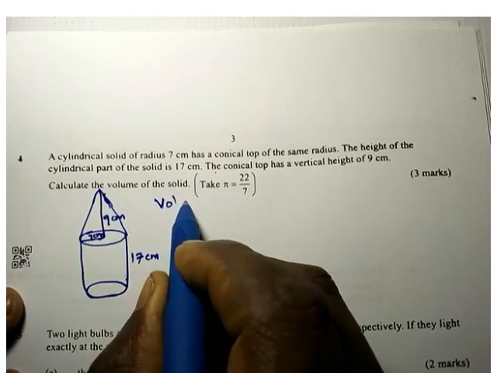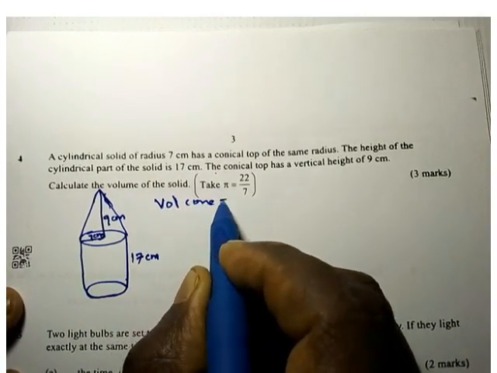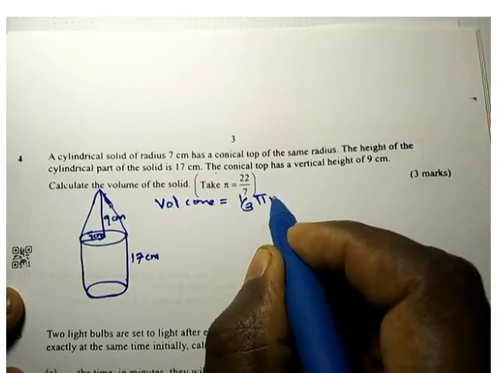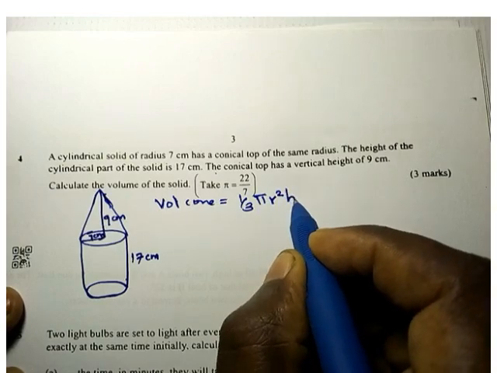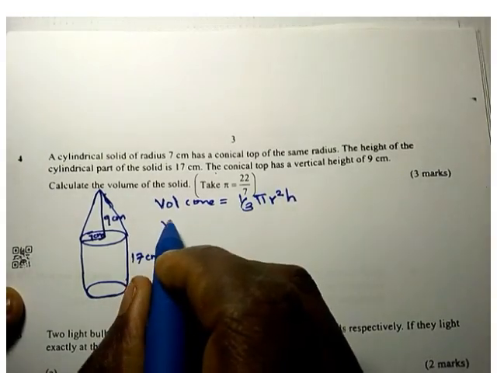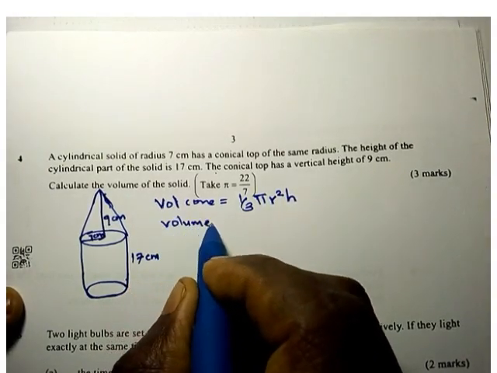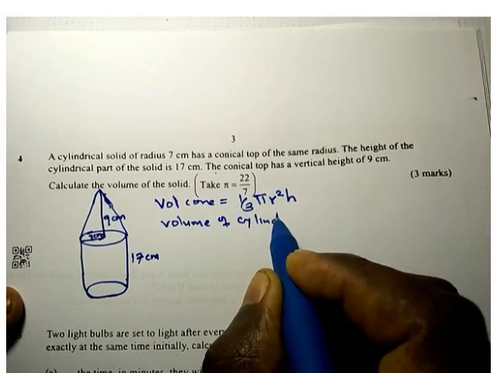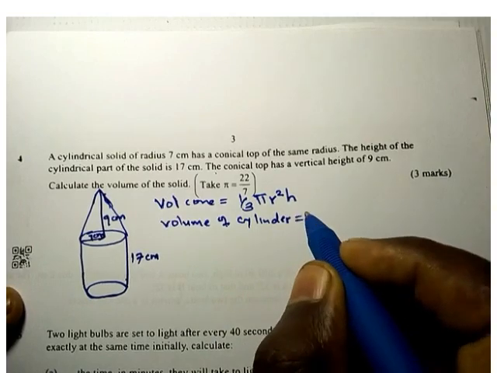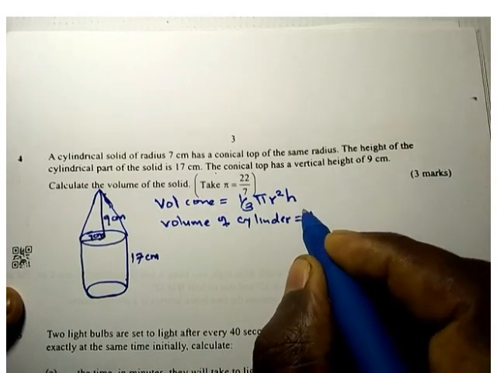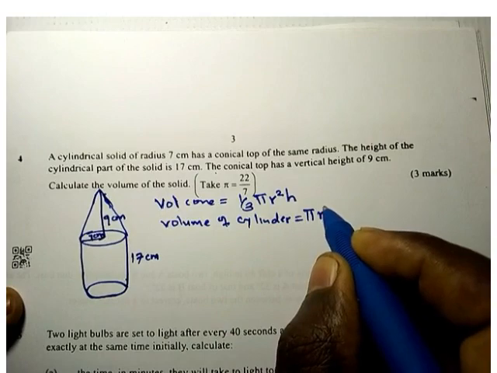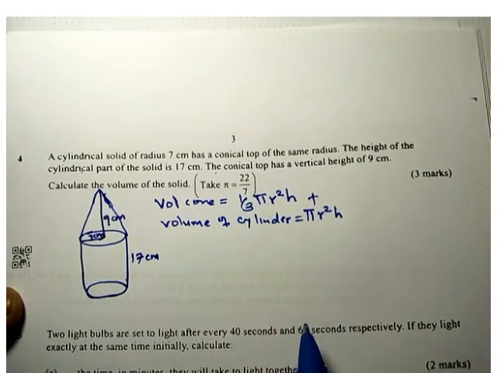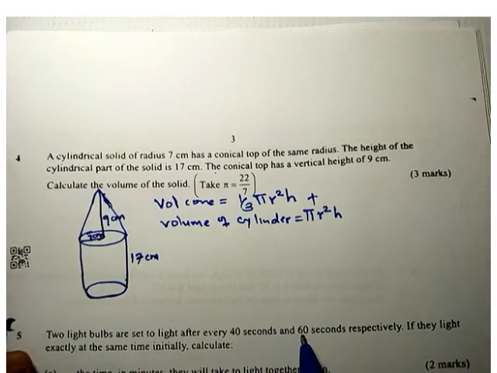Volume of the cone is equal to 1/3 pi r squared h. Volume of the cylinder is given by pi r squared h. So now we are going to add this and this to get the total volume.